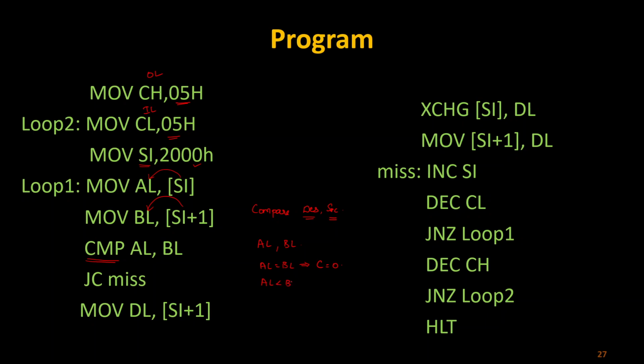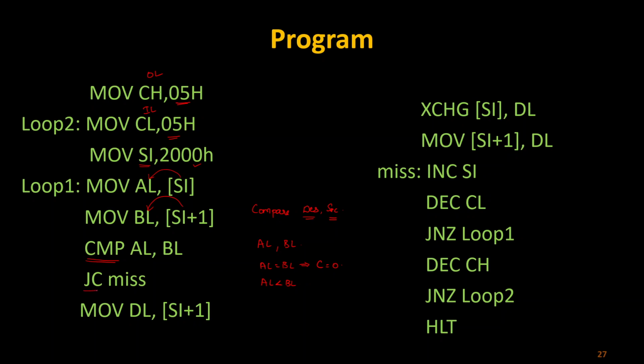less than BL, so in terms of ascending order, if this is less, since it is ascending order, the carry should not be generated. That is the case we want, right? So if carry exists, we don't have to swap. If carry does not exist, we have to swap.